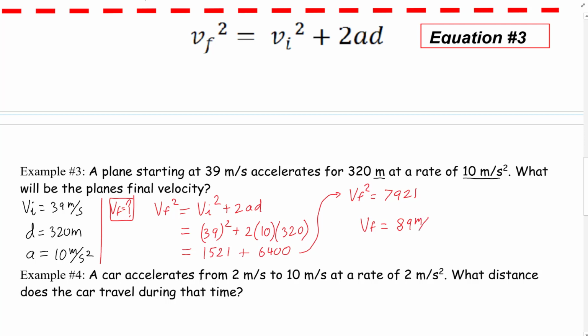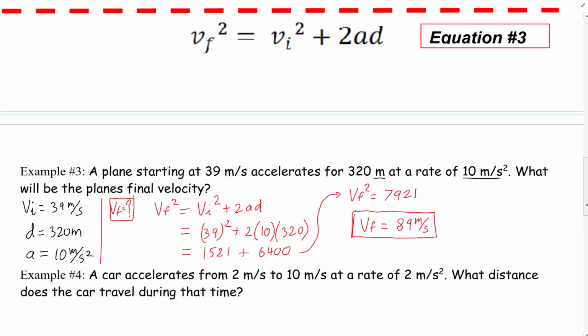89 meters per second. Now there's going to be the question, shouldn't it be plus or minus because we're square rooting it? But we're starting at 39 and we're going forward in time. We're increasing by 10 every second. To go backwards in time would give us the negative. So we're smart enough right now that we're just going to rule out the negative.